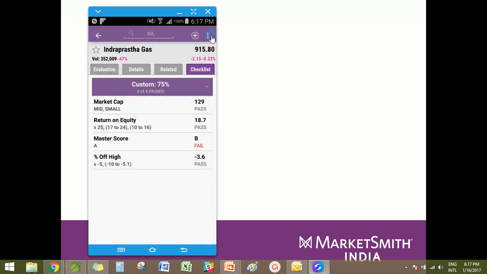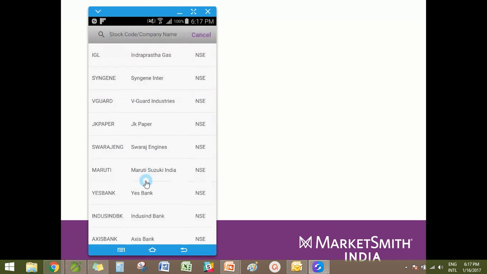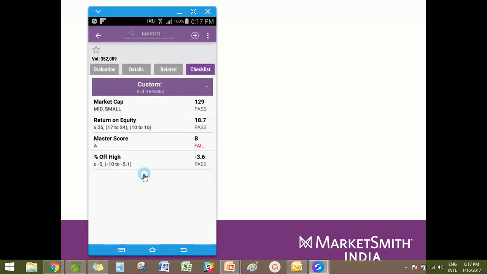yeah, so there you go. So you can create a custom checklist and you can see if any stock which you pull up on your screen has passed your custom checklist. So just as an example, I'm pulling up Maruti. Now Maruti Suzuki is a larger cap and it has failed our mid and small cap criteria. So therefore it's a fail on that metric, and so on and so forth. You can actually tweak around and customize your filters accordingly. And this is also a really powerful feature in the app.